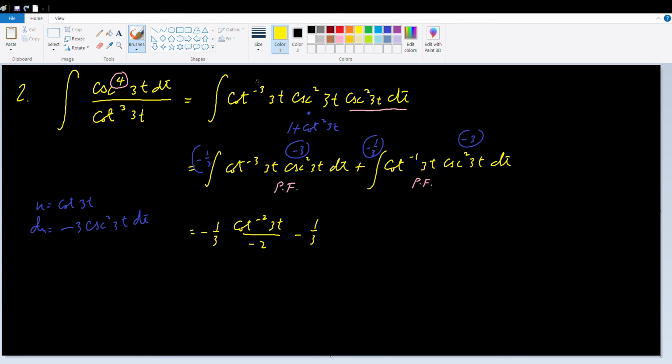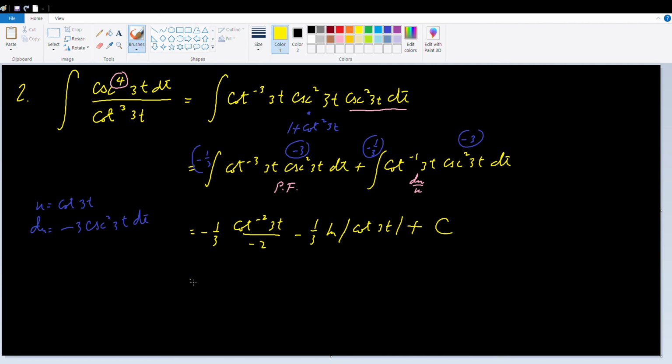So it will be negative 1/3, and cotangent to the negative 1. Sorry, it's not the power formula. No? So it's not the power formula. Why? Because the exponent is negative 1. So what we have to apply here is the integral of du all over u. Okay? So we know that the integral of du over u is ln, or the natural logarithm of the absolute value of cotangent 3t plus c.